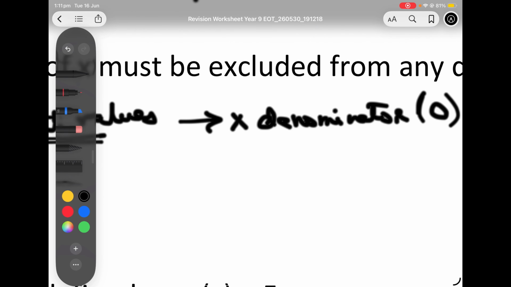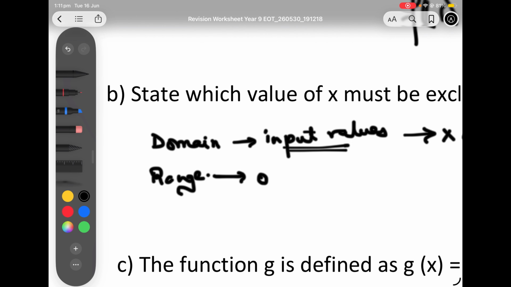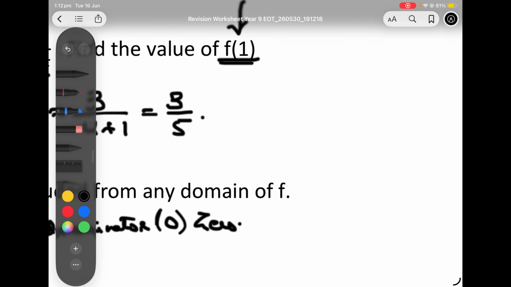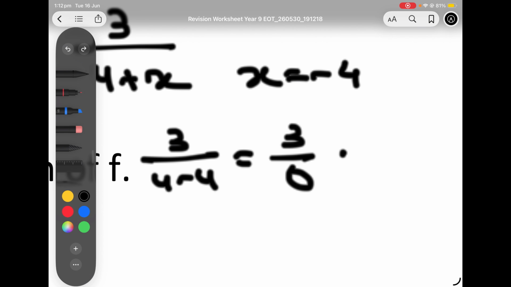Then what is range? Range is the output values that you get. What is range? The output that you get when you substitute an input. So here, this particular equation is given as 3 over 4 plus x. If I take x equal to negative 4, then what is going to happen? 3 over 4 minus 4 becomes 3 over 0, and the function goes undefined.